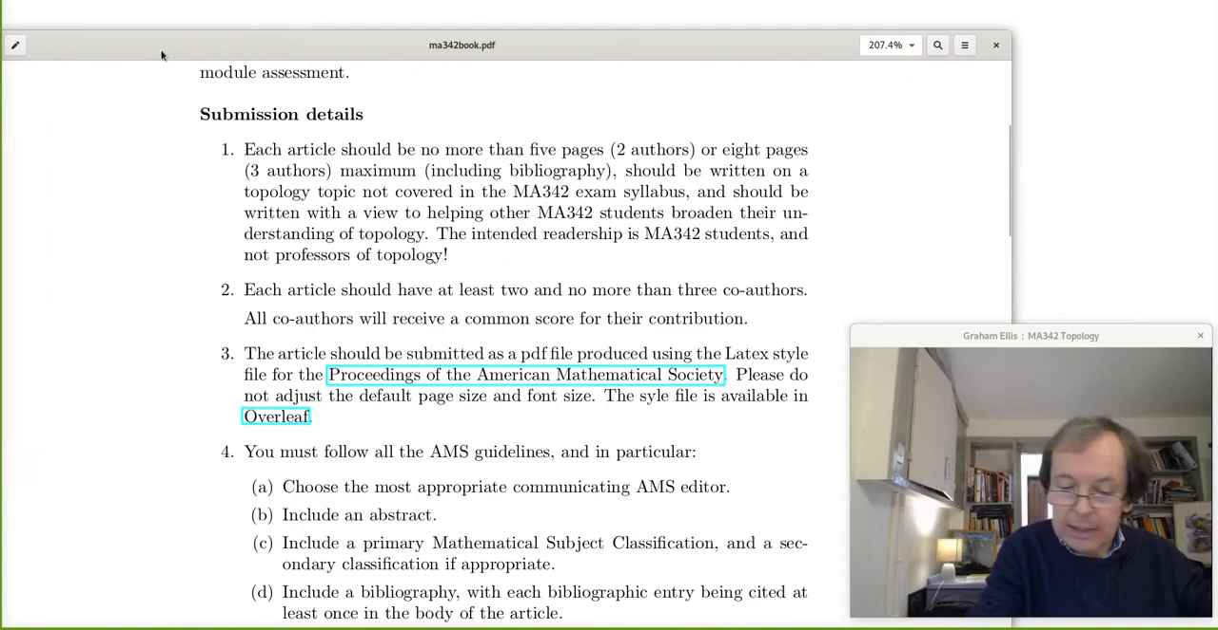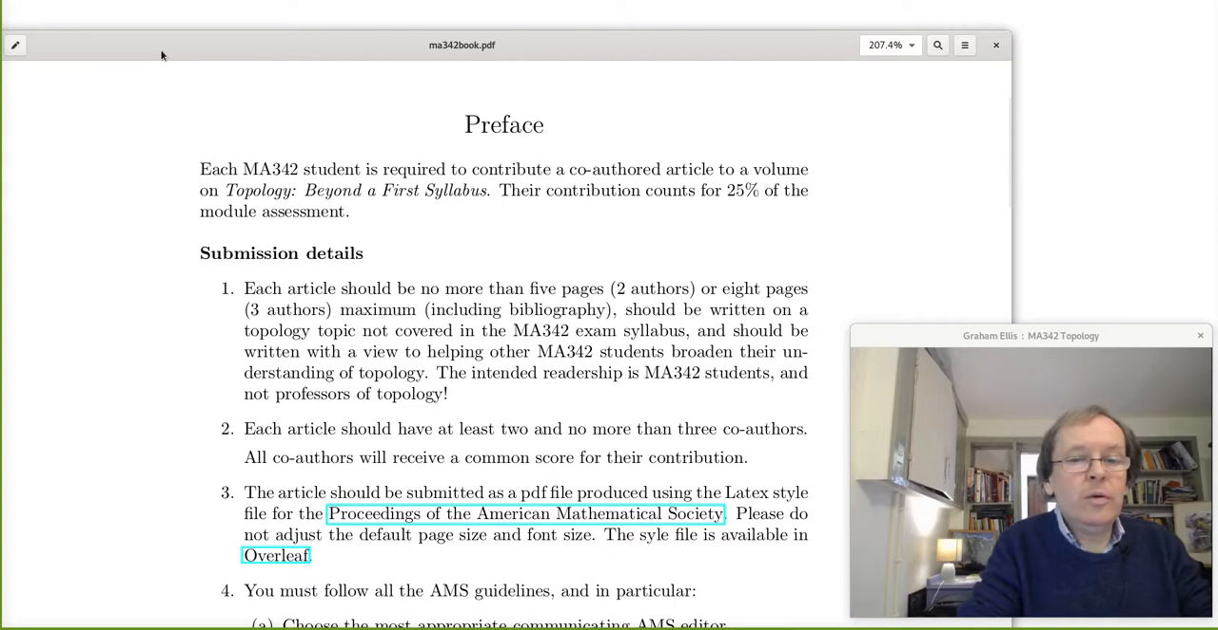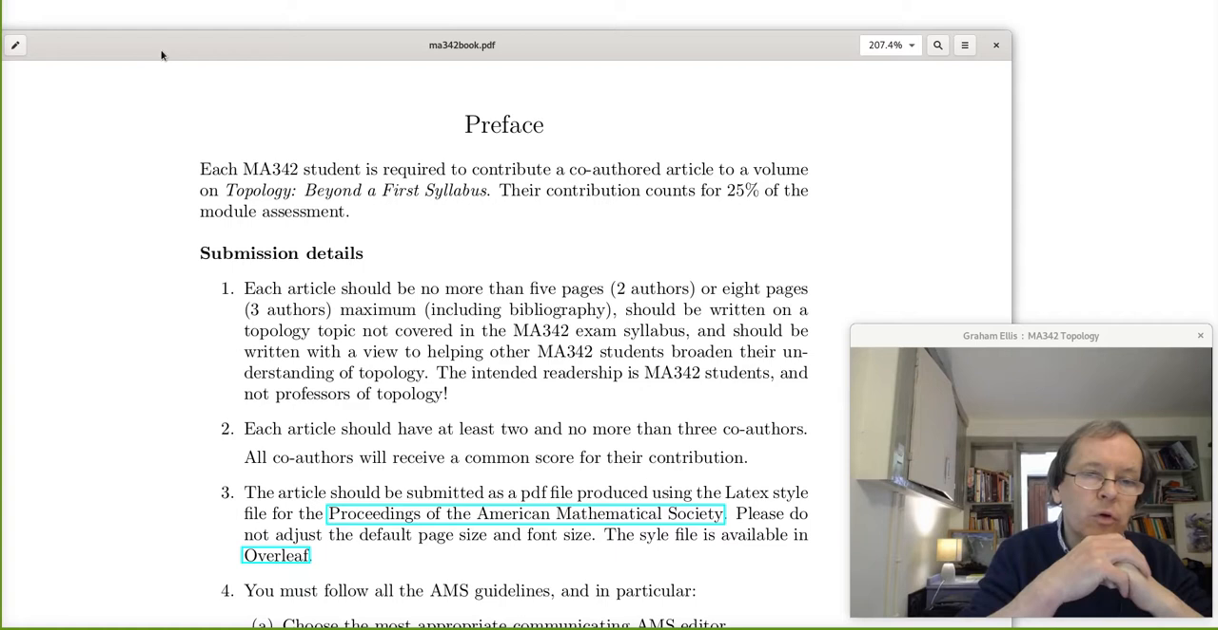So let me just say a little bit about the project. I want everybody to write an article on topology. That's the basic essence. That article is worth 25% of your mark for MA342. The other thing I'm going to do is collect all of your articles together and stick them up on the web page for the whole world to see. So they're going to be published online. I want you to write an article that's good enough that you can live with it going online.